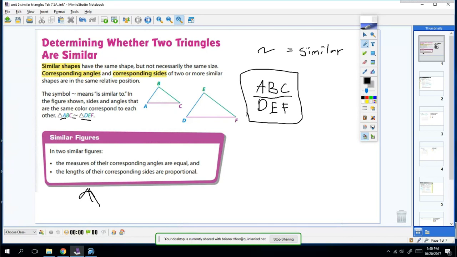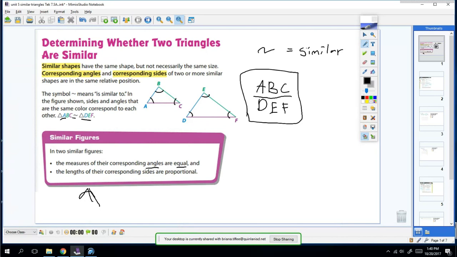It says in two similar figures, the measures of the corresponding angles are equal. So it means that angle A and angle D have to be the same. Angle B and angle E have to be the same. Angle C and angle F have to be the same. The lengths of the corresponding sides are proportional. So that means that they don't have to be the same.